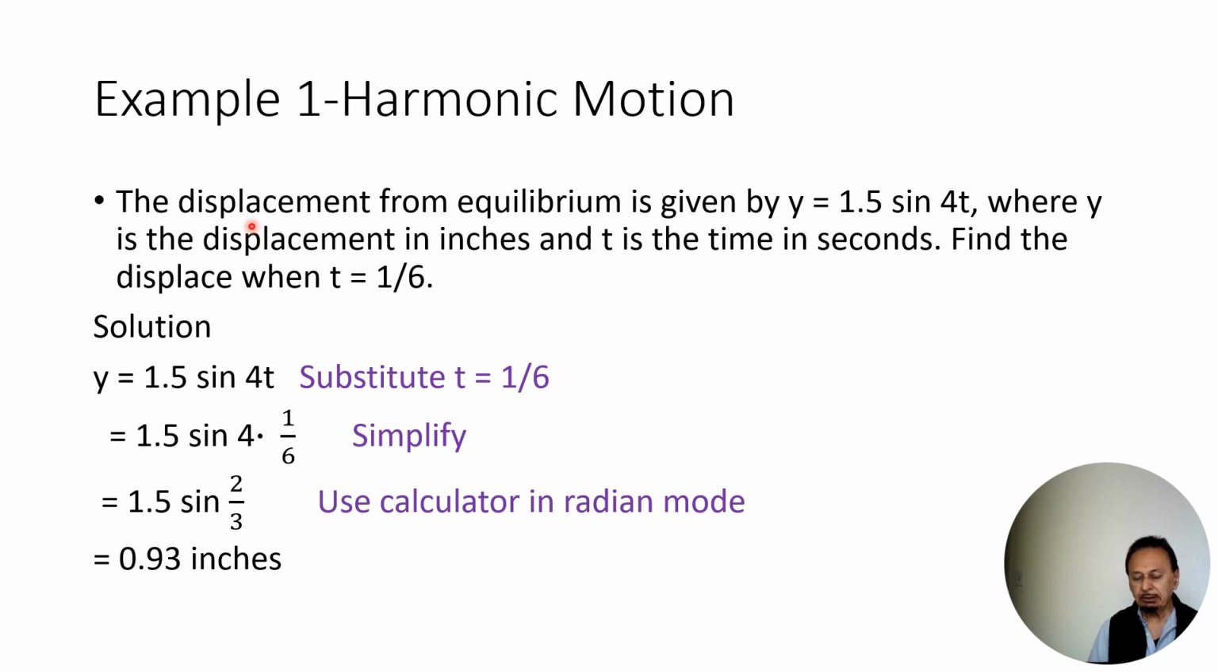Example 1. The displacement from equilibrium is given by the equation y equals 1.5 sine 4t, where y is the displacement in inches and t is the time in seconds. Find the displacement at t equals 1 over 6 seconds. So let's start with the equation y equals 1.5 sine 4t. We substitute t equal to 1 over 6, and the equation becomes 1.5 times sine of 4 times 1 over 6. Simplify, it becomes 1.5 times sine of 2 pi over 3. Now use the calculator, make sure it's in radian mode. So you should get 0.93 inches.